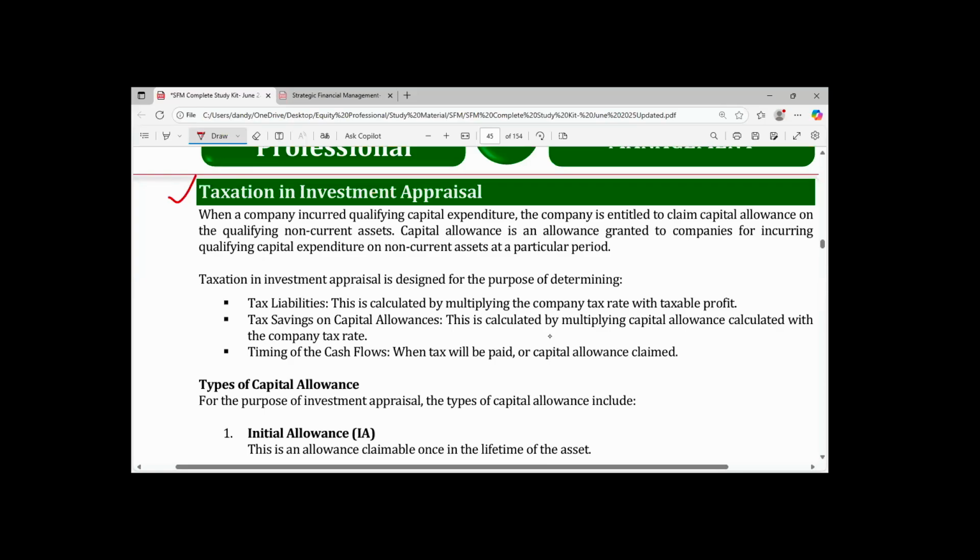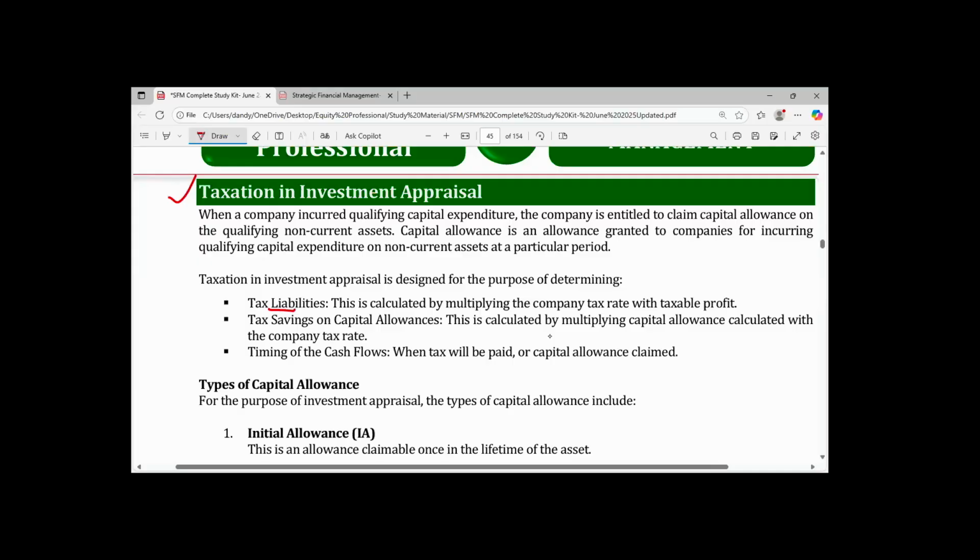Basically, the primary purpose of incorporating tax in capital budgeting is for three major reasons. One is to determine tax liability. When a project makes profits, when a project generates revenue or there's a profit arising from a project, the company is supposed to pay tax on the income arising from the project. Therefore, you must determine the tax liability. And that's why when you want to determine financial viability of a project, you must include the impact of taxation.